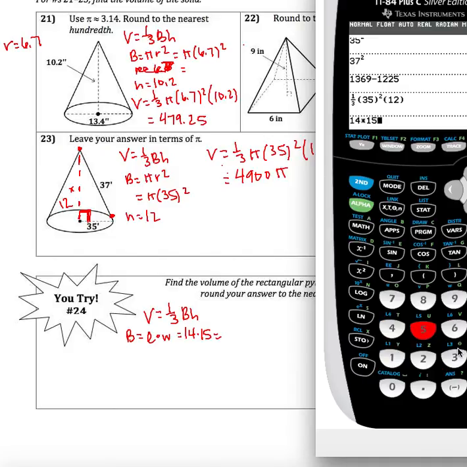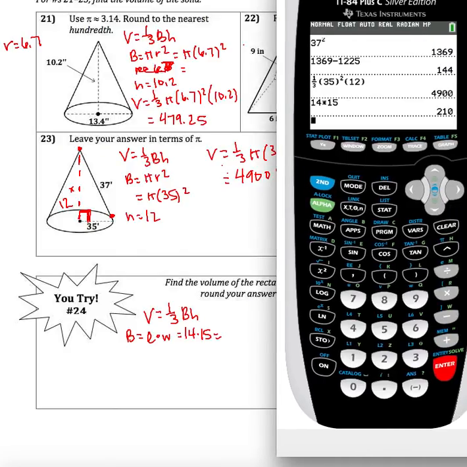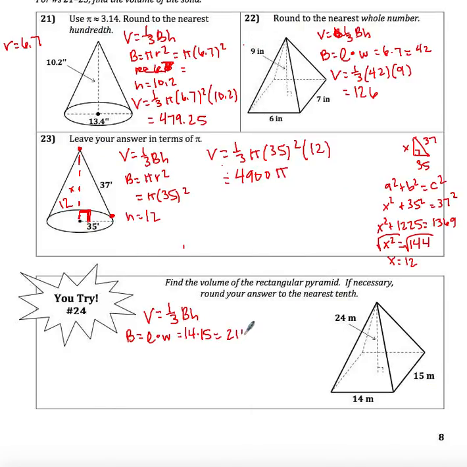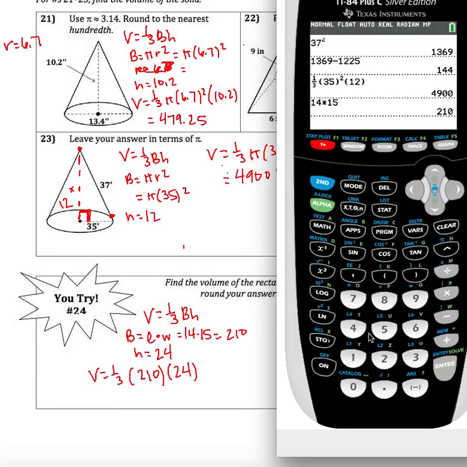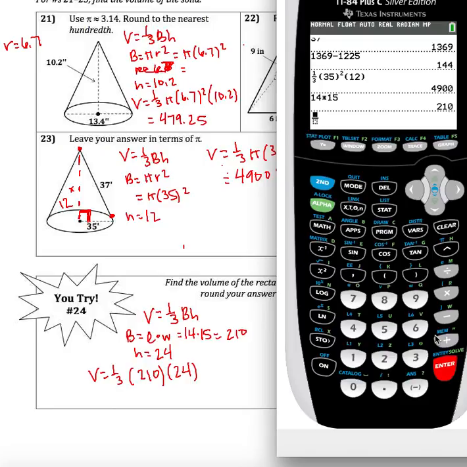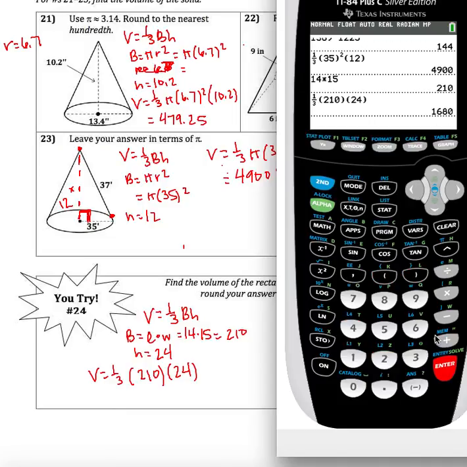Times 15 is going to give me 210. And my height is going to be my height from the vertex straight down, which is 24. So when you plug into that formula, it'd be volume equals 1/3 210 times 24.